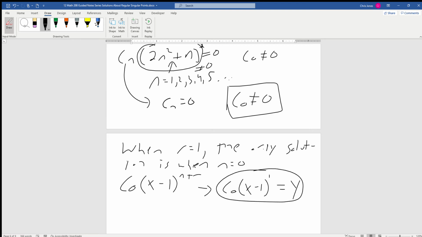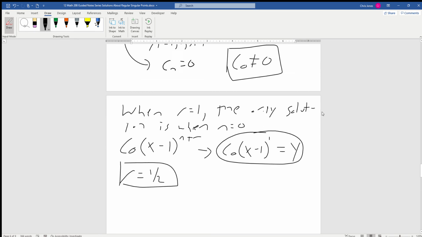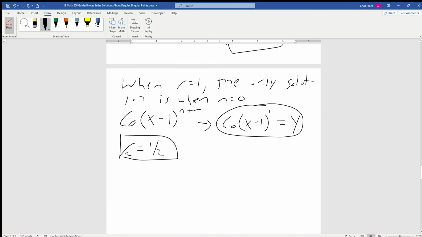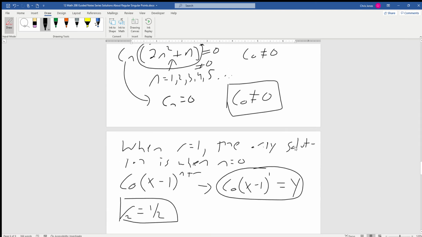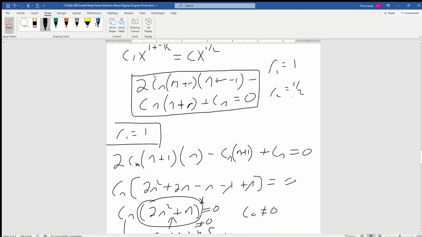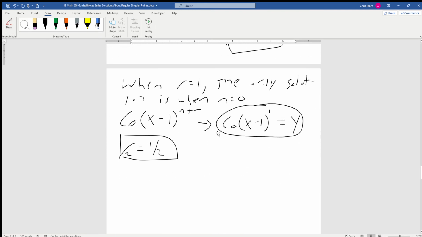Now let's get the other solution, the one where r is going to be a half. So this one was the one where r was equal to 1, or r1. Now we're going to have r sub 2 is equal to a half, and let's just substitute that back in. Remember, we have this setup that we have, so I'm going to move this down again so that I don't make any copy errors.